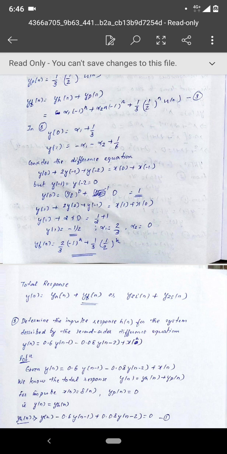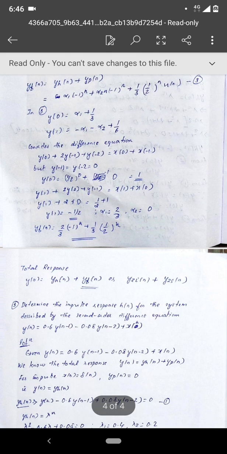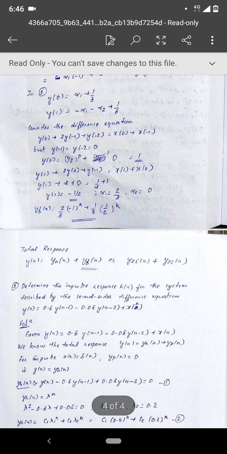Then in the same difference equation, you just substitute n is equal to 1. You'll get y of 1 plus 2 y of 0 plus y of minus 1 is equal to x of 1 plus x of 0. So y of 1 plus 2 into y of 0, which we have found to be 1, plus y of minus 1, which is 0, equals x of 1, that is half raised to 1, which is half, plus x of 0, that is 1. So from that, y of 1 is minus 1 by 2.